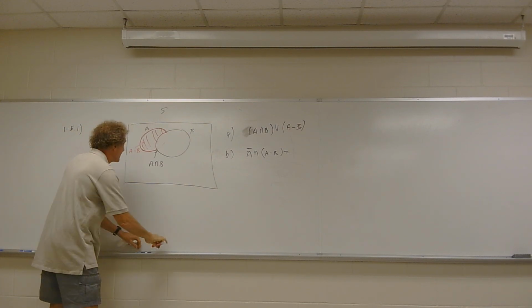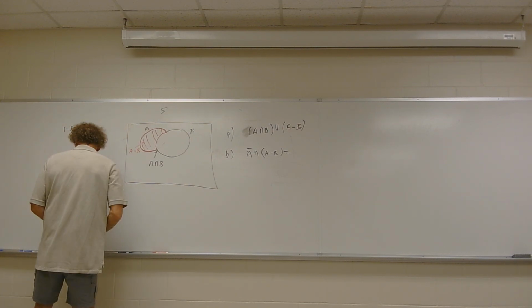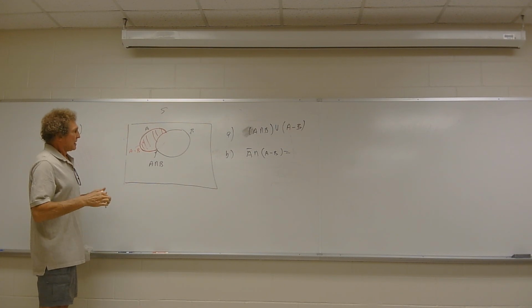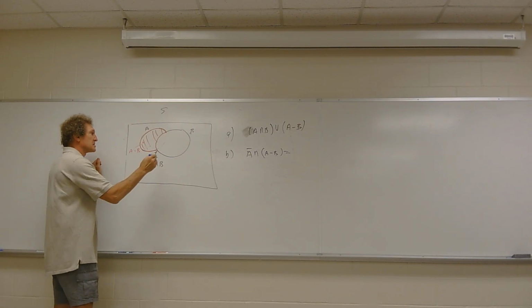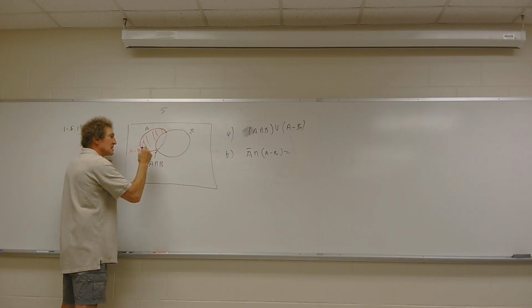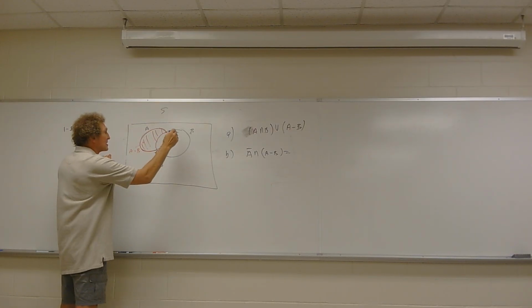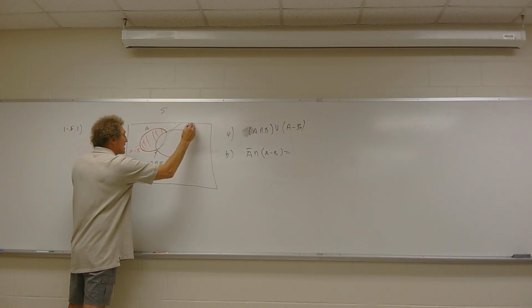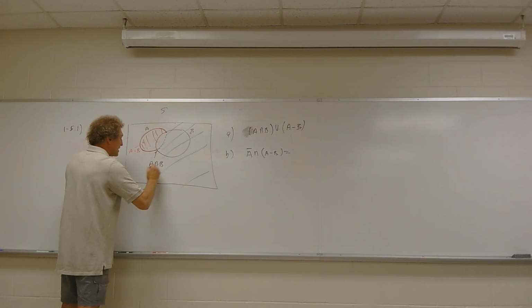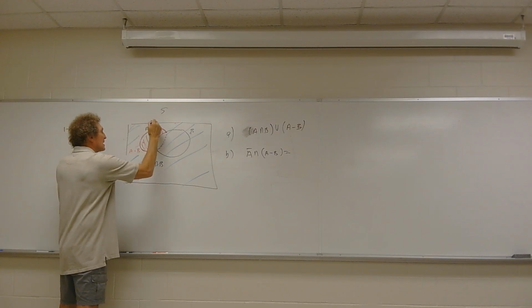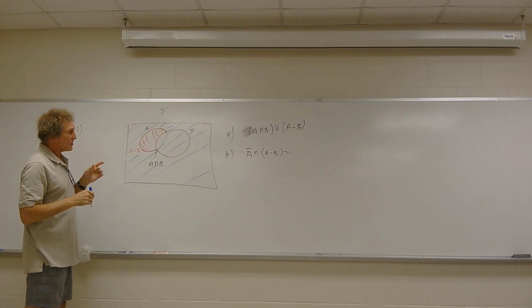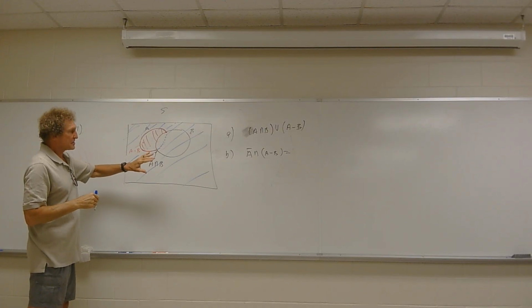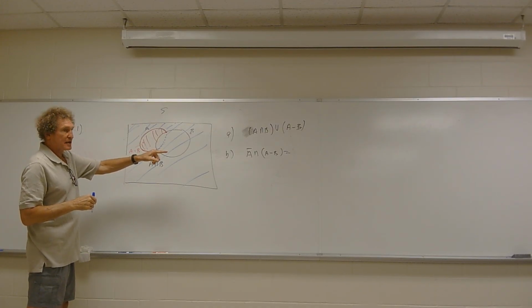Then when I have A bar, now this is important, A bar, right? That's all of A. A bar is everything outside here, trying to draw this thing best I can. Correct, class? All right, so I have A bar, everything outside, intersecting with A minus B, right?